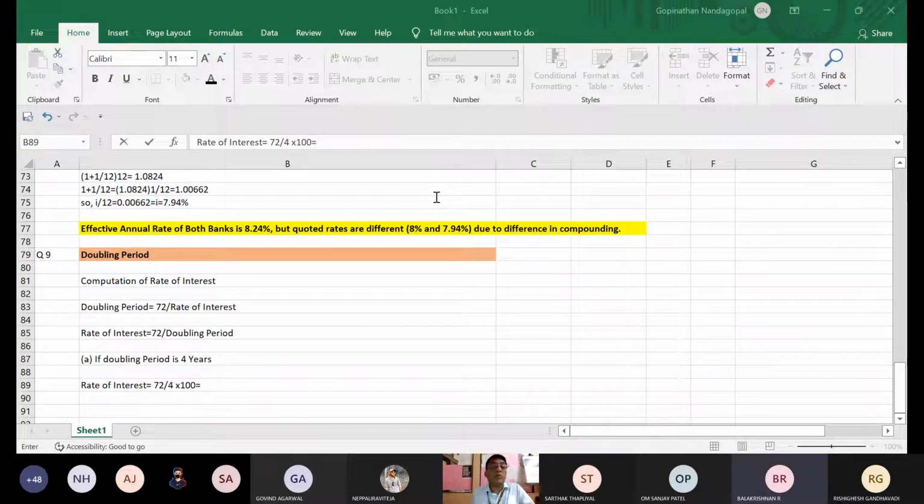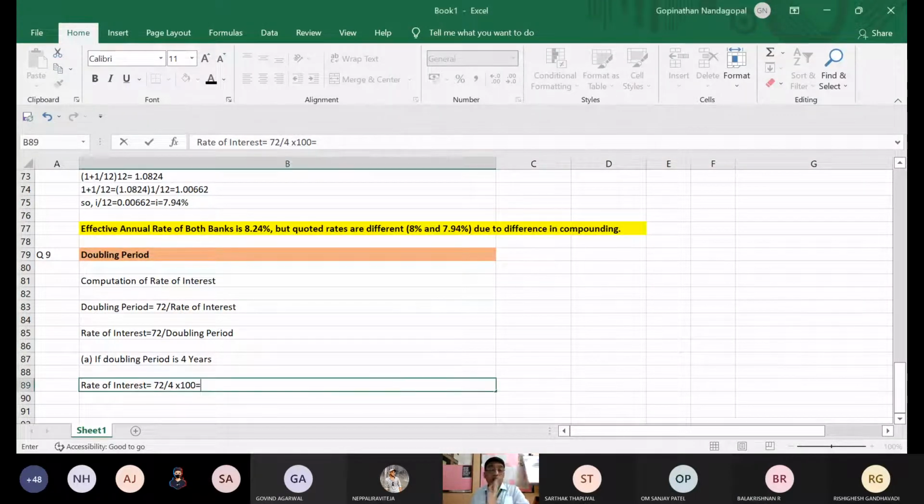Sir, should we do that into 100, sir? Yes, because how many times have I told you, when you do the rate of interest, are you not supposed to convert into 100? Yes, sir. Okay. So you get 18%.